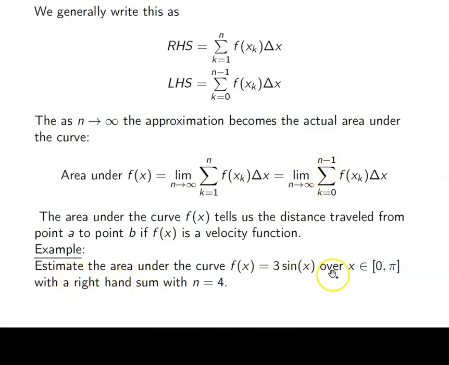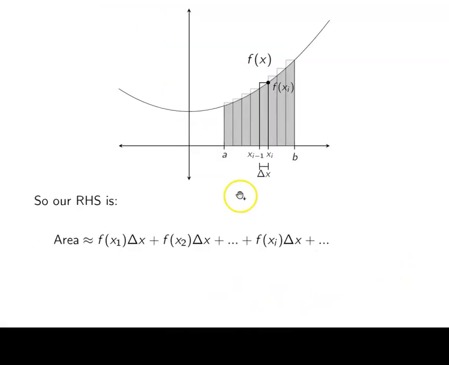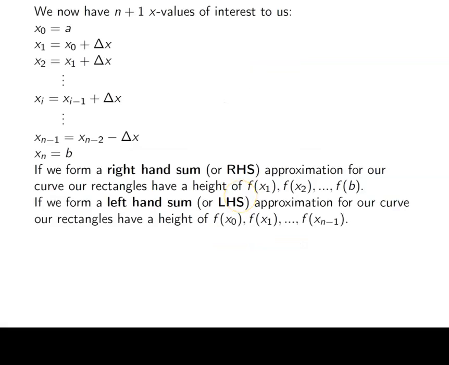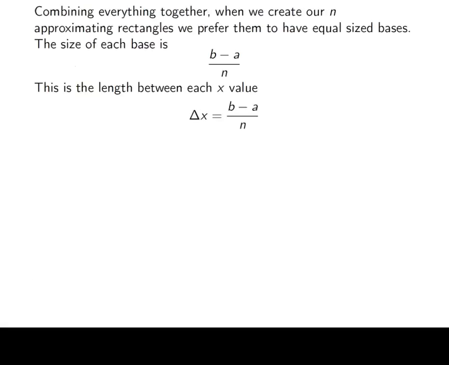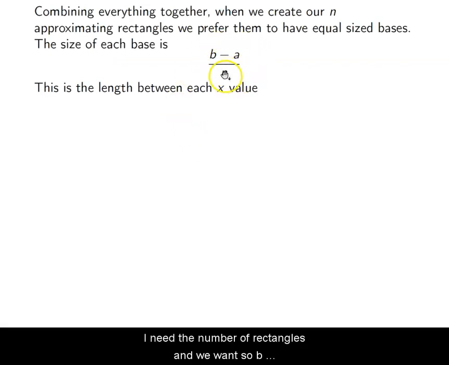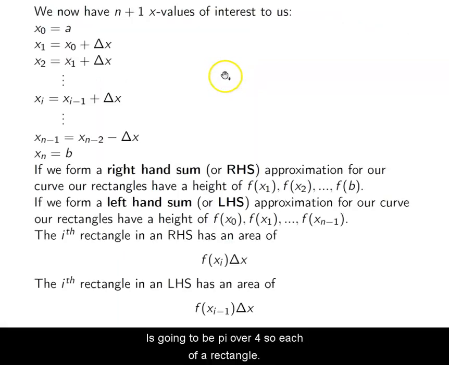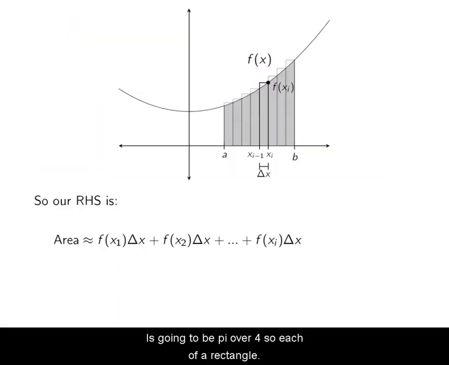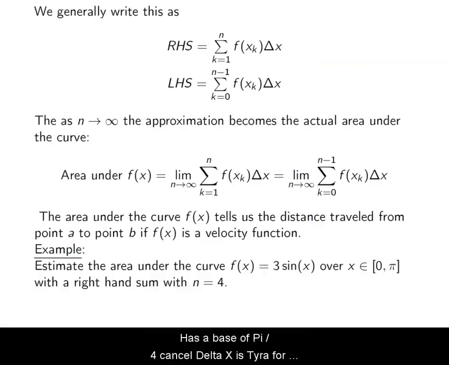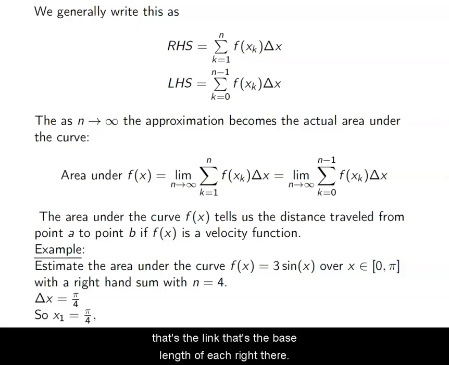But for 3 sine of x, we're from 0 to pi. So we need to divide this interval into 4 equal parts. So b minus a divided by 4. Delta x, remember, is b minus a. That's the length over the number of rectangles that we want. So b minus a over 4 is going to be pi over 4. So each of our rectangles has a base of pi over 4. Okay, so delta x is pi over 4. That's the base length of each rectangle.